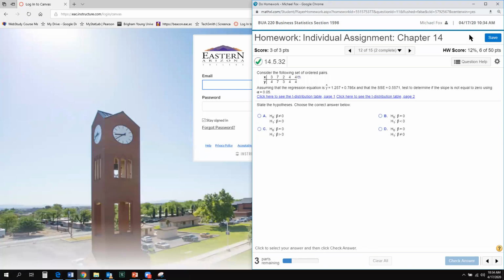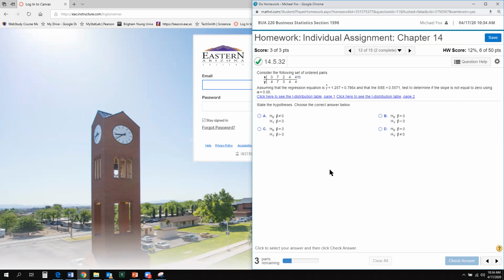All right, here is problem 14.5.32. Let's just jump into it. Consider the following set of ordered pairs. It gives us the ordered pairs, the regression equation, and the sum of squares error. It wants us to test and determine if the slope is not equal to 0.